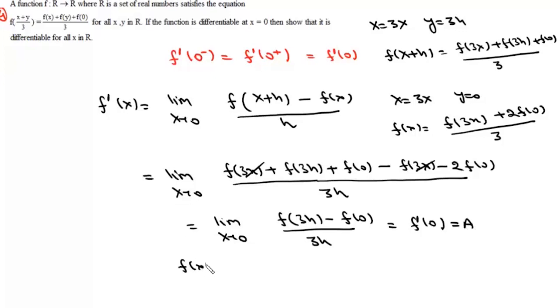Now this f(x) is ax plus b. So this function, if it is differentiable at 0, it is differentiable for all x belongs to R. Now the question is, we are given this function f(x). Now we need to check its continuity and differentiability at x equals 0.